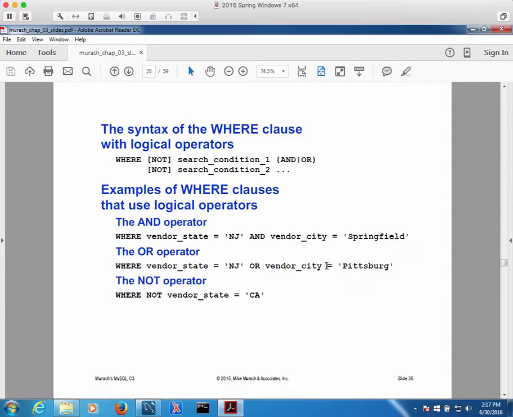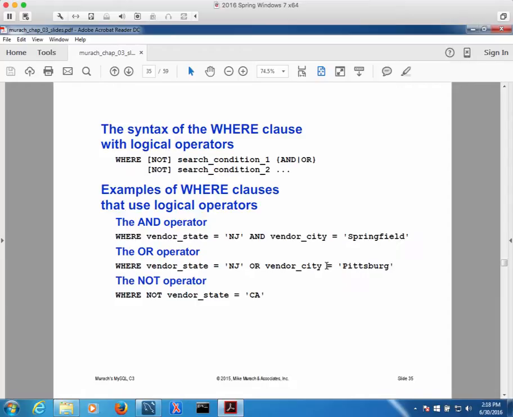So Springfield, New Jersey would qualify. Pittsburgh, Pennsylvania would qualify too. Pittsburgh, New Jersey would qualify as well. And then the not operator, where not vendor state equals CA. So everything that's not vendor state equal California. Okay, so there's a lot of expressiveness here to get exactly what you want.